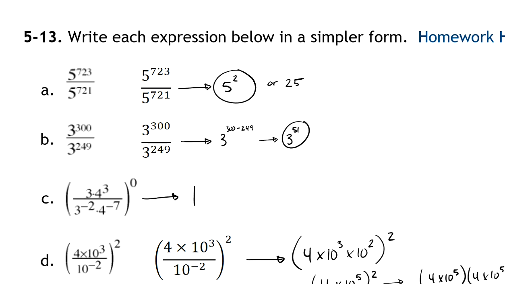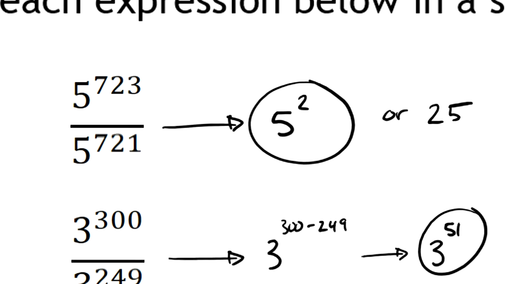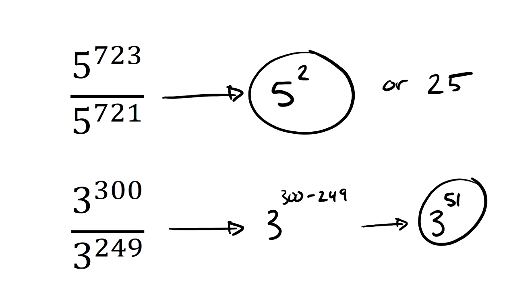Write each expression below in a simpler form. So we'll look at each of these individually. The first one here, I've got 5 to the 723rd power over 5 to the 721 power. Essentially, I've got 723 factors of 5 in the numerator and 721 factors of 5 in the denominator. And when they all cancel out, I'm left with 2 additional factors in the numerator still.